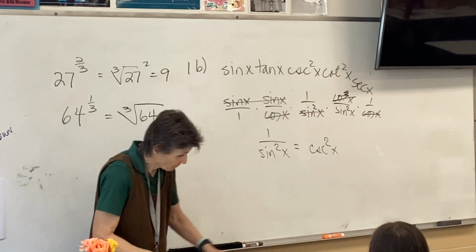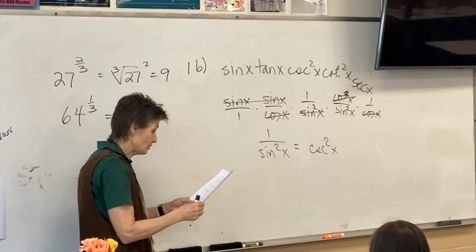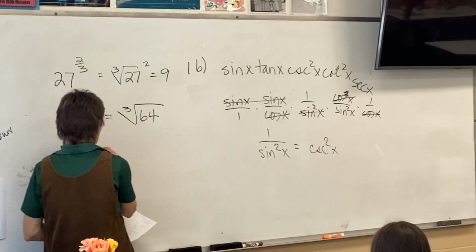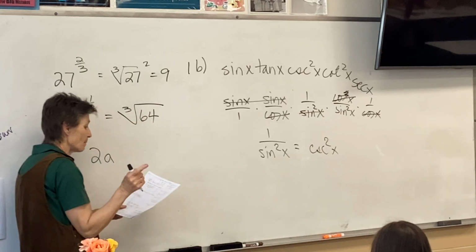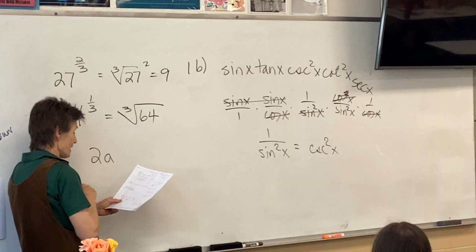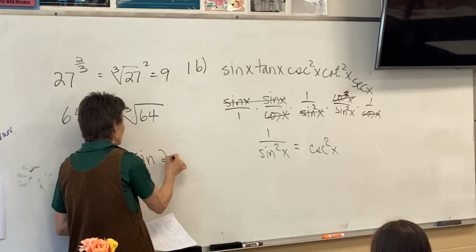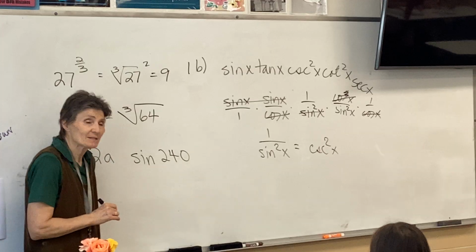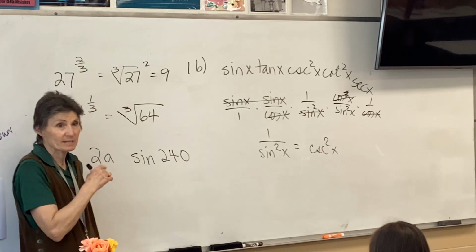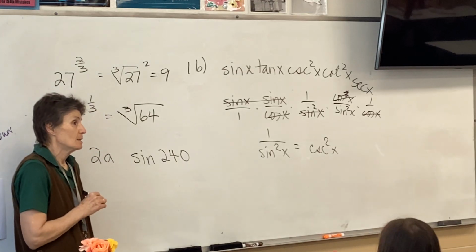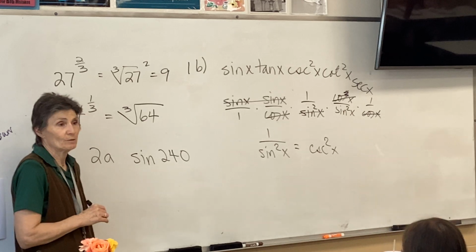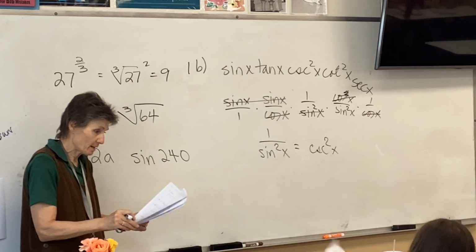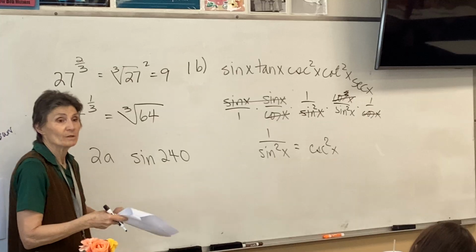Good. Okay. The next one I want to do for sure is on sheet number 2. 2a. Sine 240. No calculator. I mean, obviously if you had a calculator, you just type that in. This is a no calculator problem. So who remembers what we do to find the sine of 240? We draw.